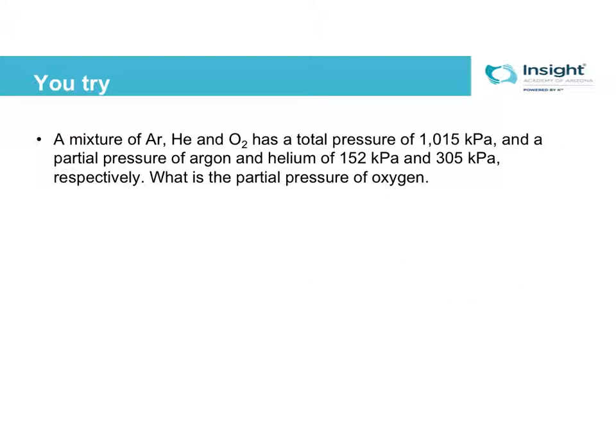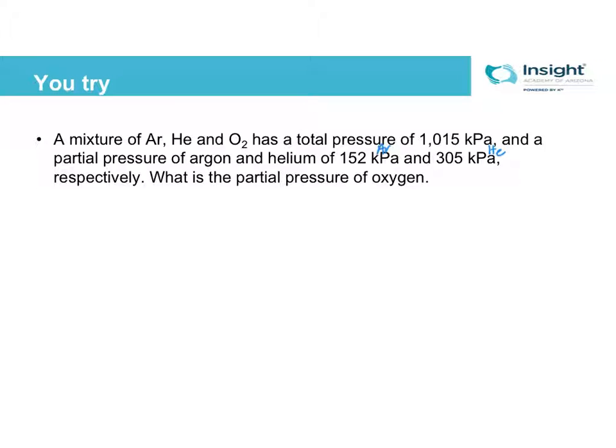So here's one that doesn't have scientific notation, so it should be a little easier on you mentally. You have a mixture of argon, helium, and oxygen. It has a total pressure of 1,015 kPa and a partial pressure of argon and helium of 152 kPa and 305 kPa respectively. What that means is your argon pressure is 152 and your helium pressure is 305. What is the partial pressure of oxygen?